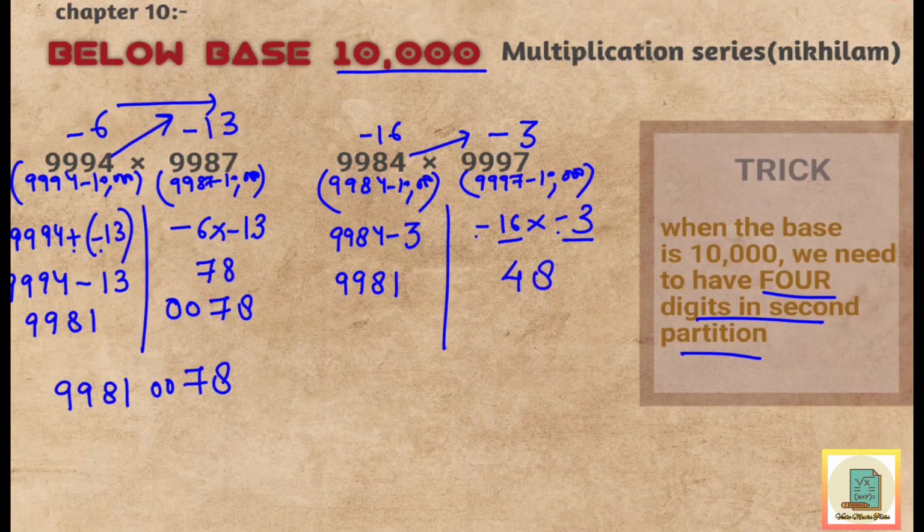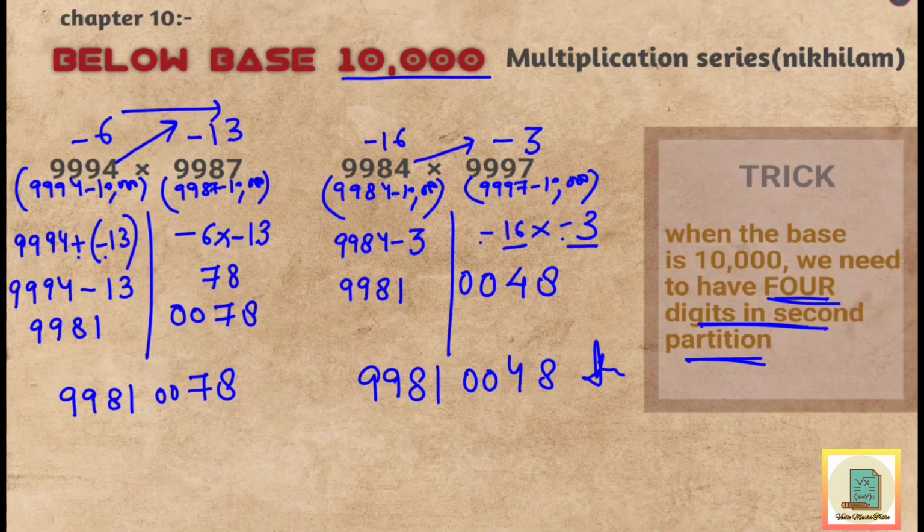So now, since the base is 10,000 and we need to have 4 digits in the second partition, so we will add 2 zeros before 48. So the final answer will be 99810048. I request you all to please practice these tricks thoroughly in order to use them in your day-to-day calculations.